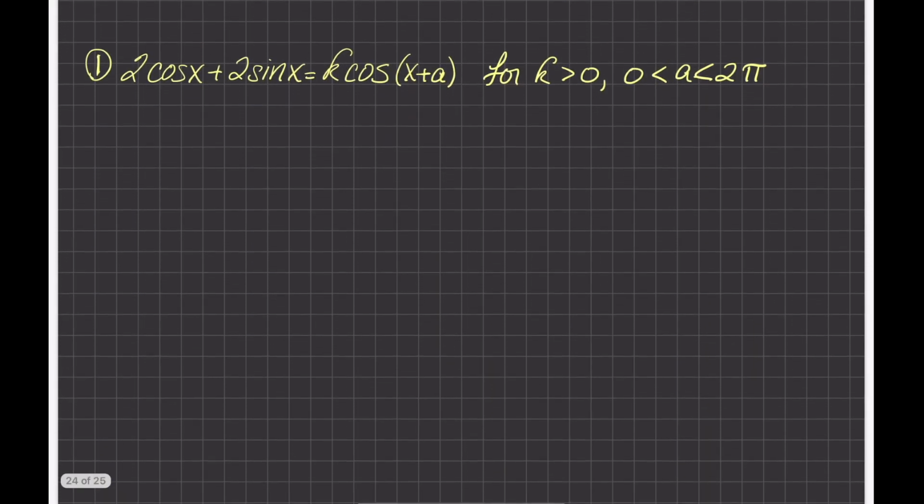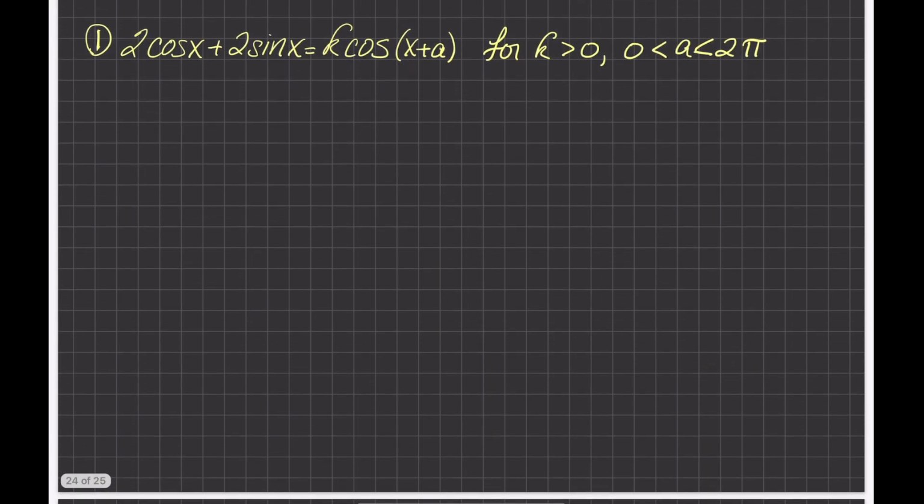Now, for our first example here, we're looking at, as we said, 2 times the cosine of x plus 2 sine of x is equal to k times the cosine of x plus a. We're looking for a magnitude of vertical stretch, or a k value, which is greater than 0, and an a, which is a value that's between 0 and 2 pi.